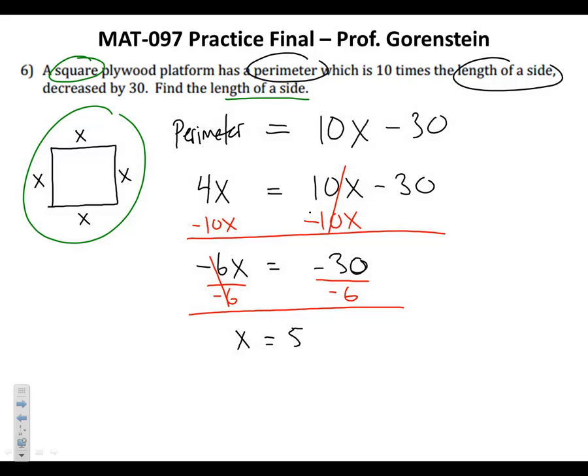In this case, the units aren't given, so we don't know if it's inches, meters, centimeters, whatnot, so we could just say x is equal to 5. So does this make sense? If the length of each side is 5, then the perimeter is 20. If we take 10 times the length of a side, 10 times 5 is 50, decreased by 30, 20 equals 50 minus 30. Yes, that's a true statement. Our answer checks out. So x is equal to 5.